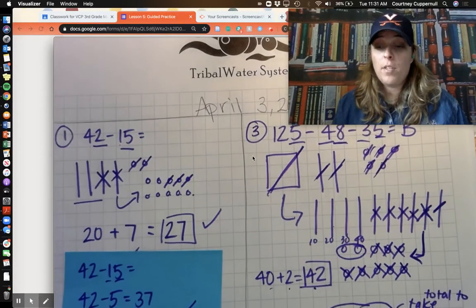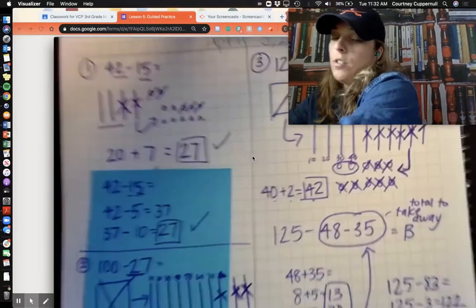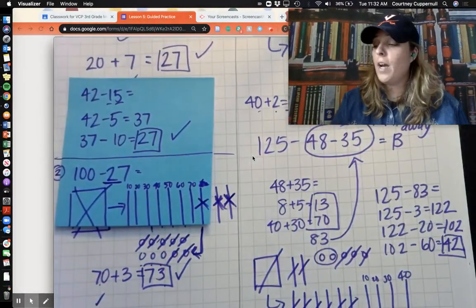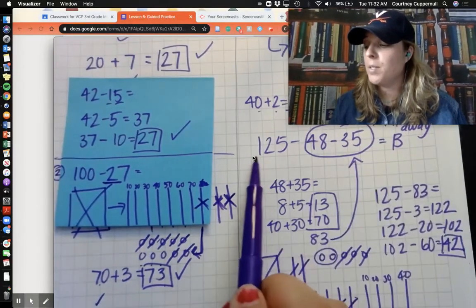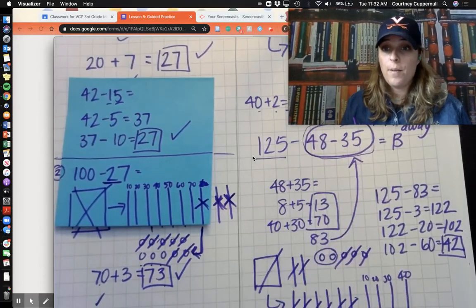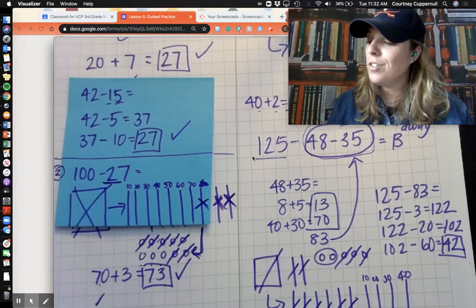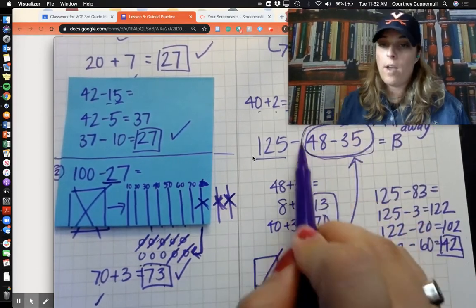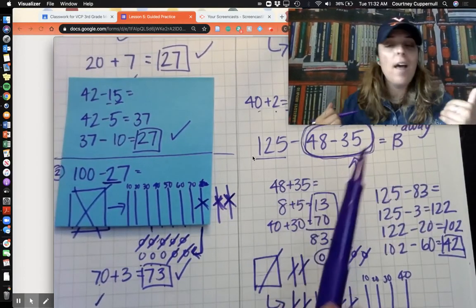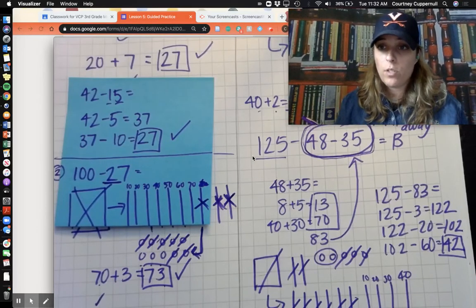Another way to think about this problem, somewhat similar to the ones we did on Wednesday and Thursday, is by using some addition strategies as well. So I know that I have 125 and I'm taking away 48, then I'm taking away 35, right? So if I'm taking away 48 blueberries and 35 blueberries, I can also just figure out how many total blueberries I'm taking away. So if I add 48 plus 35 to figure out how many total I'm taking away, then I can just take away one number, which might help me not have to break apart my tens and ones so often. Let's check.